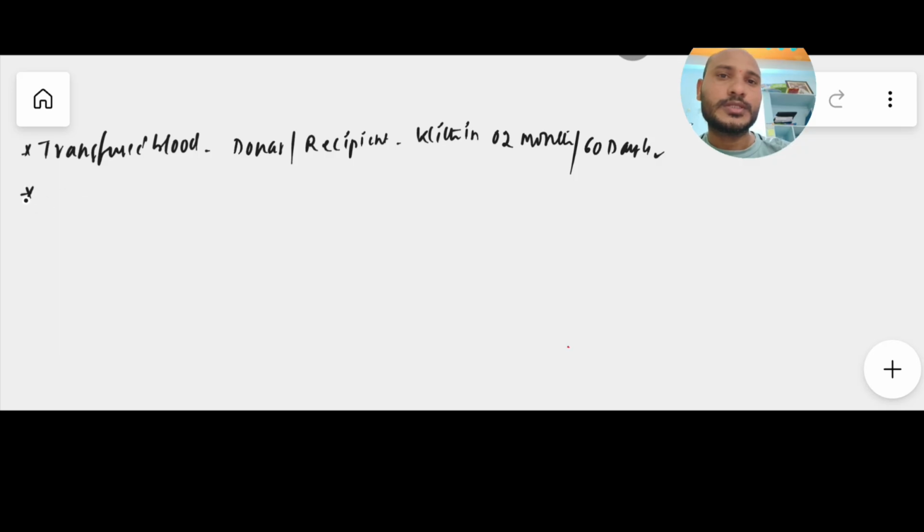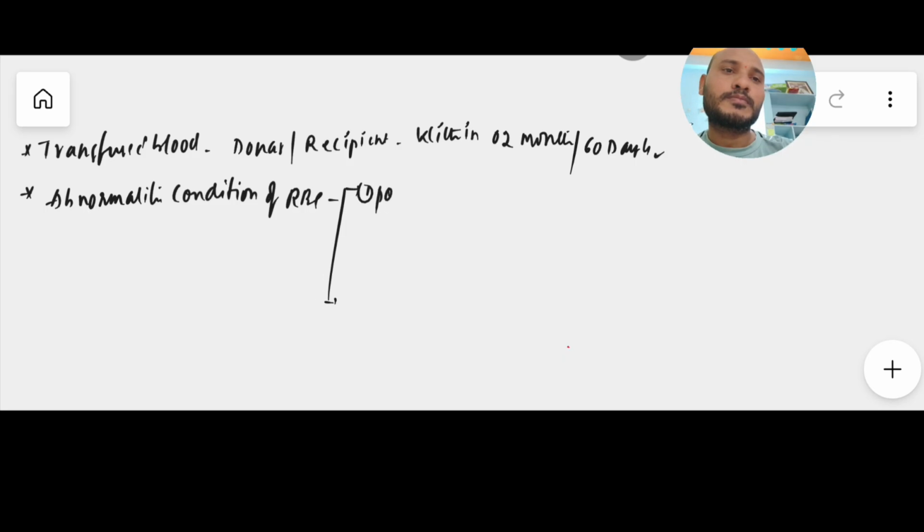Now coming to something very, very important, abnormalities of RBC. Here one is polycythemia. The second one is erythrocytopenia.